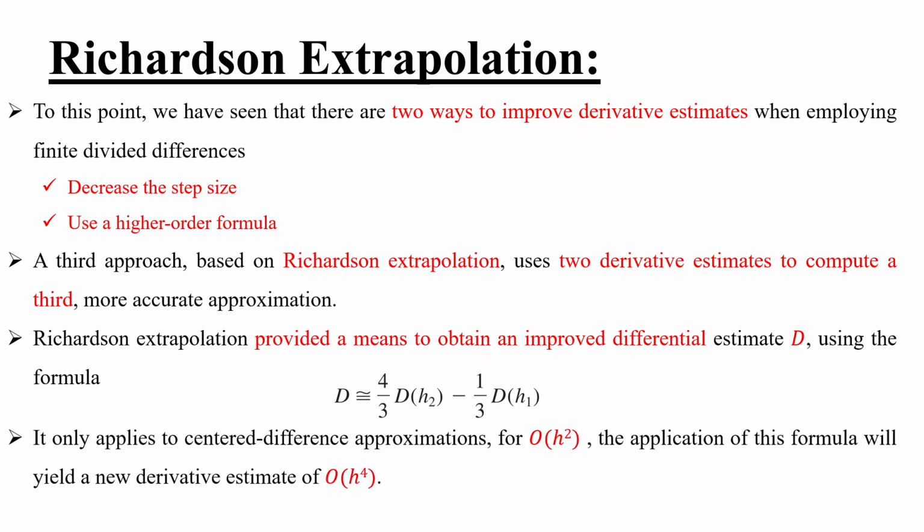Let's see. Now it only applies to central difference. I told you before, D is actually the central difference. So h2 means that h is divided by 2, and h1 means that h is the original value. The approximation of the central difference is of order h squared, but when we use this formula, the approximation goes to h to the fourth. So this means that it has much higher accuracy as compared to the central formula.